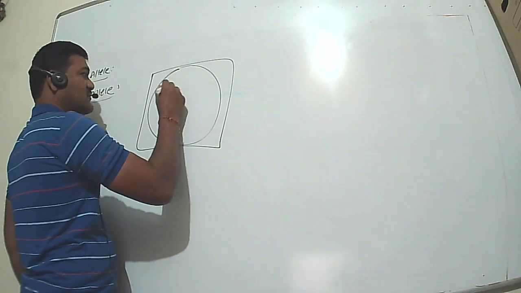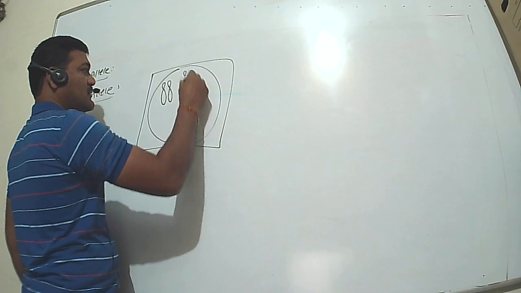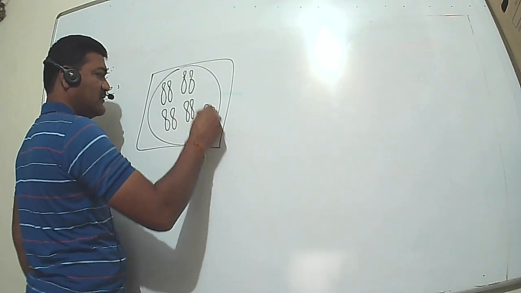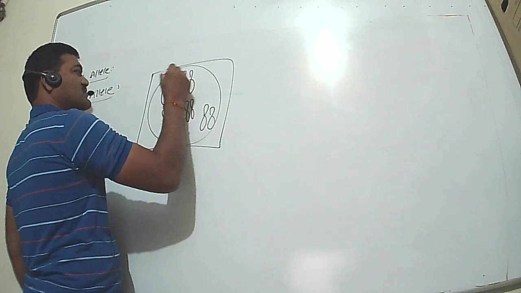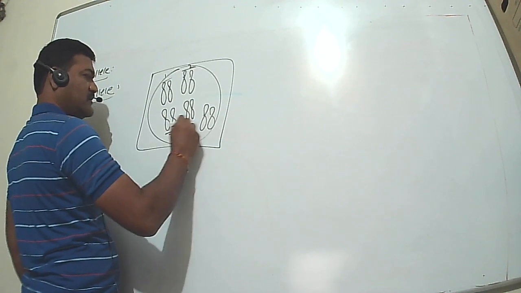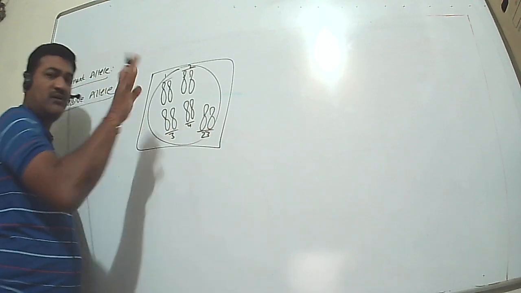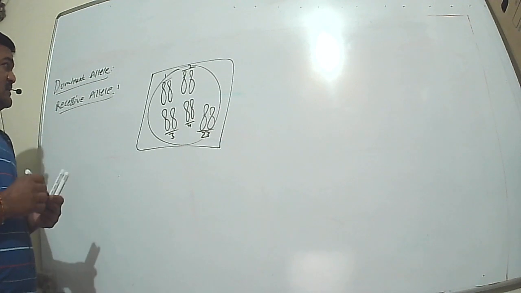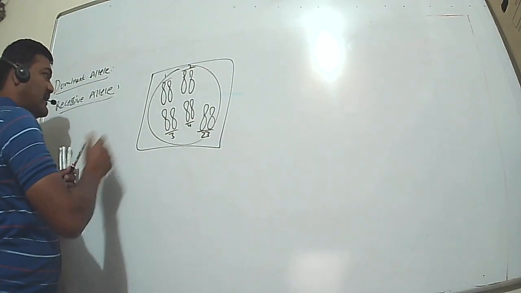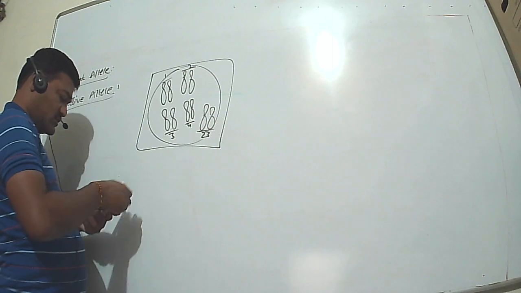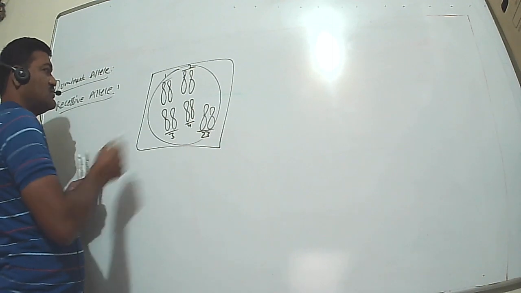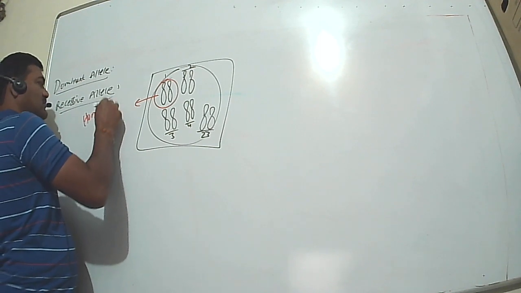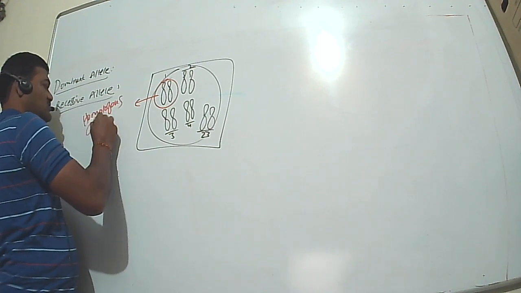Let's think this is the first pair of chromosomes, this is the second pair, this is the third pair, this is the fourth pair, and this is the 23rd pair. You have exactly 23 pairs of chromosomes like this. Each pair of chromosomes is called a homologous pair, or homologous chromosomes.